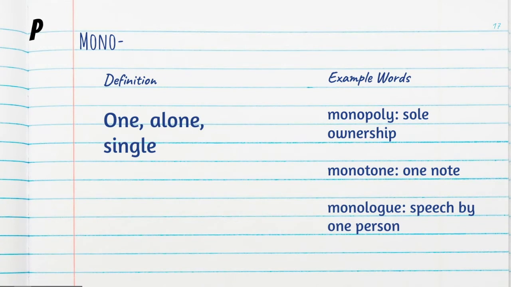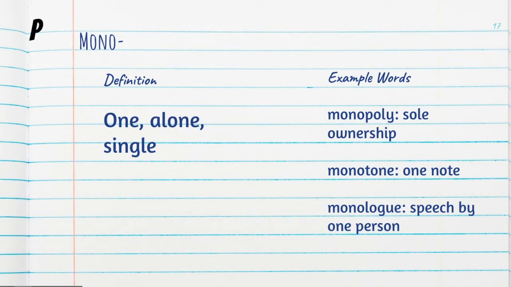Mono. So mono means one, alone, or single. So if you have a monopoly, that is where you have sole ownership of an industry or a company. You'll learn probably later this year in American history about the monopolies in the steel and the oil industries in the 1800s in America. Monotone means one note. So if someone speaks in a monotone voice, they don't change it at all. It's one level, one note.